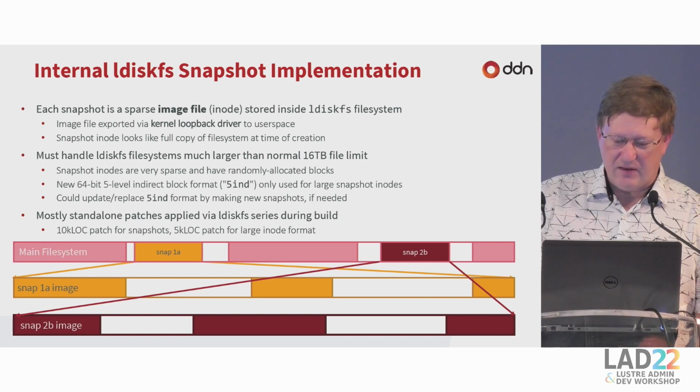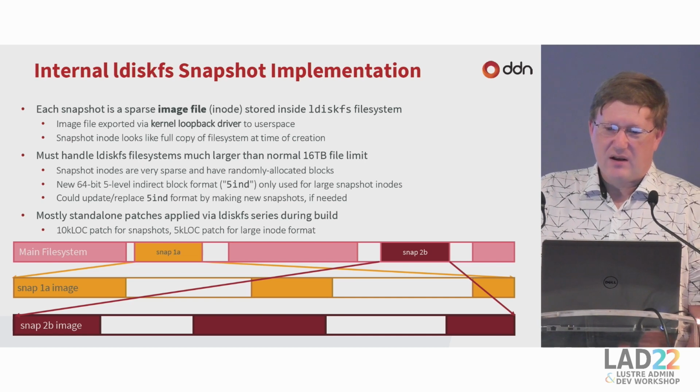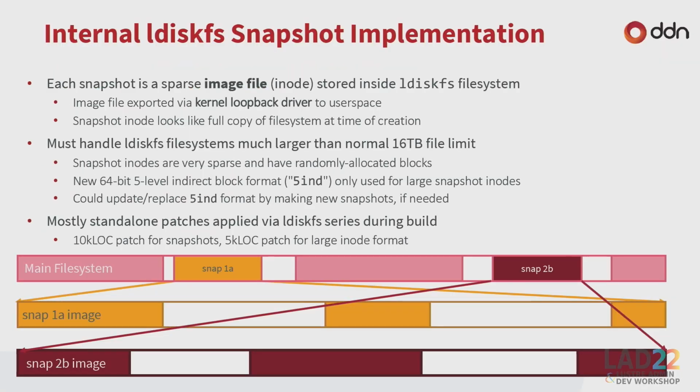So at the file system level, essentially each snapshot is a full virtual image of the entire file system. And so when the snapshot is created, you get an empty file system. It has a copy of the super block and things like that, and we export the snapshot images as loopback files to user space, and then we can mount them using regular Lustre tools to mount the file system image.